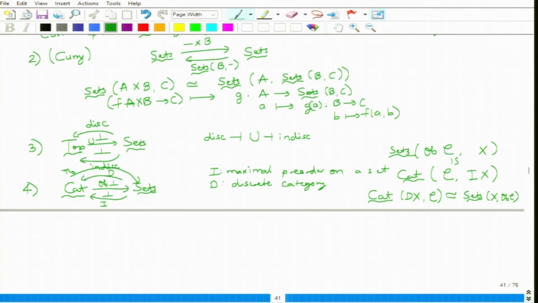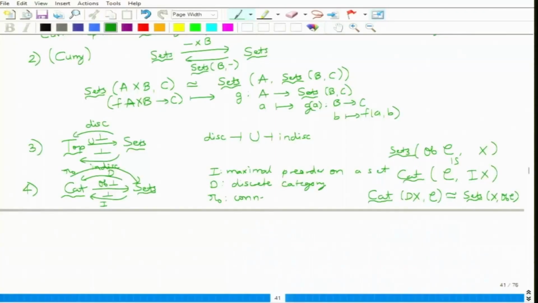Pi 0, like you have studied pi 1. Pi 1 is the homotopy group. Pi 0 is the path connected components functor. So path connected components of a category, you can also do that. So pi 0 is, connected components basically. And how do you obtain the connected components?